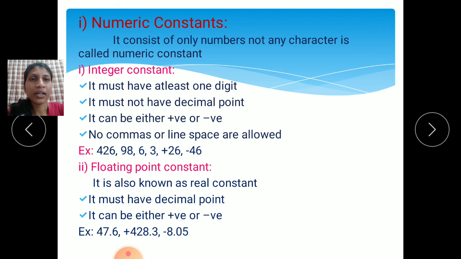Then the second type of numeric constant is floating point constant. Floating point means fraction values. It is also known as real constant. We can call it a real constant or floating point constant. It must have a decimal point, or fraction values. It can be either positive or negative. These are the examples of the floating point constant.